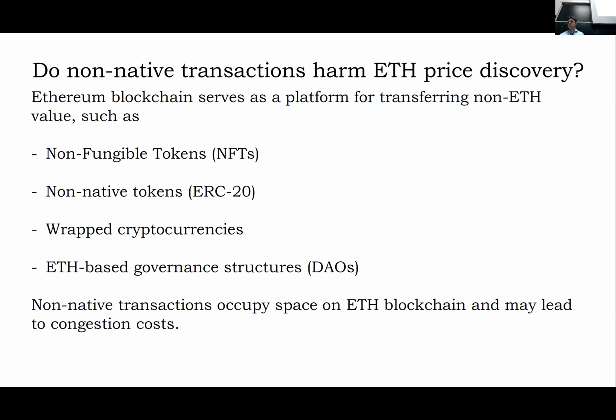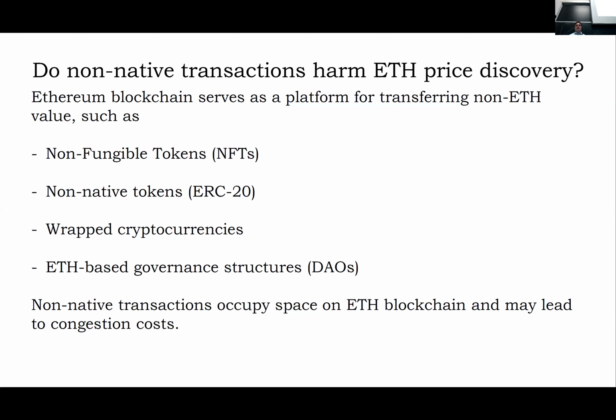These are non-native cryptocurrencies as well. There are the so-called wrapped cryptocurrencies. For example, if you want to trade Bitcoin on Ethereum, you cannot trade the native Bitcoin. You have to wrap it around the Ethereum protocol, and this is called wrapped Bitcoin, or wrapped, I don't know, Poly, which is the cryptocurrency of Polygon. So these are, of course, non-native transactions which are being traded on a different platform.